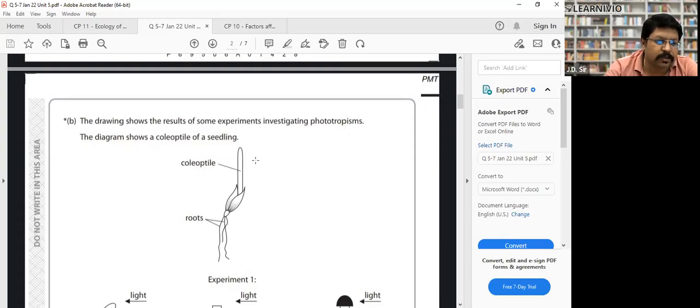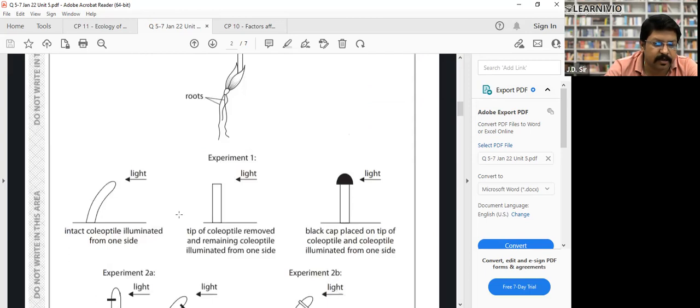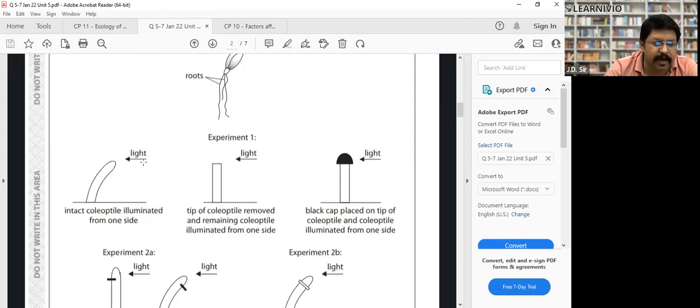This is the small seedling, right? And this is the coleoptile. It's a kind of grass, right? When you put it to the light, it will move toward the direction of the light, right? When the tip is present... Slice off the tip, because auxin is found in the tip. Try to understand. Auxin is found in the tip, right? If you remove the tip, it means you remove the auxin, then the plant won't respond to the light because auxin is not present.